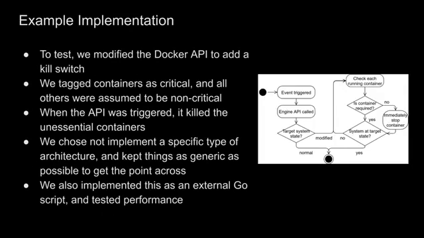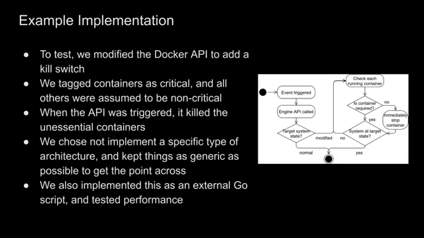So in order to test this out to see if it was actually feasible, we modified the Docker API to add this kill switch in. So we tagged containers as critical, and all others are assumed to be non-critical. And when the API was triggered, it killed all unessential containers. And you can see on the right-hand side, we have an activity diagram showing the basic logic flow of how the system will eventually get to its target state.